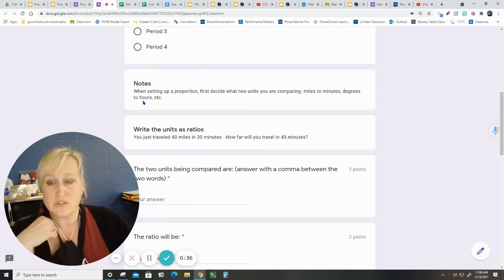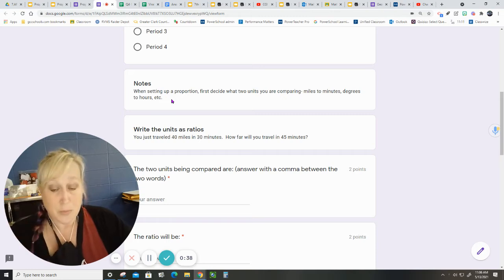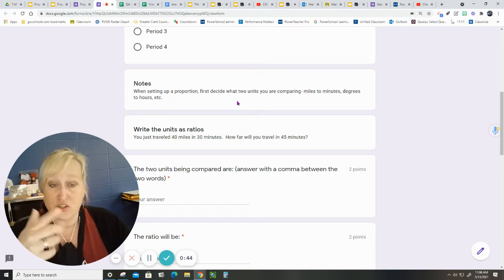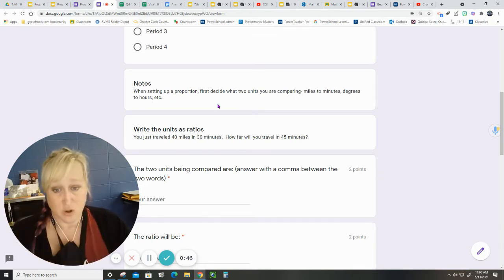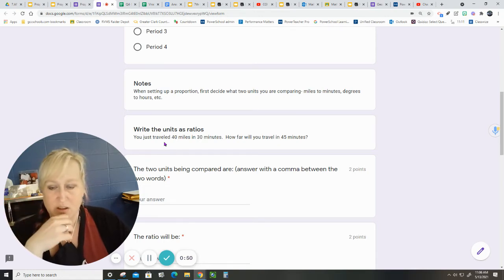So these are our notes. We're learning about proportional relationships. We have covered this possibly before, but we're comparing 2 units to 2 units. That's called a proportion. It's kind of like unit rate, but a little different. So the first thing that we're going to do is write the units as ratios.